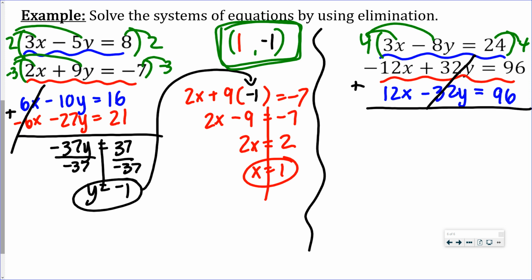I look over here and I have -12x plus 12x. I wasn't trying to eliminate these, but it happened. What do I technically get as a total on this side? 0. Nothing. Careful here. 96 plus 96, those don't eliminate. If it was -96, they would. 96 and 96 is 192. Is that a true statement? No. No solution.